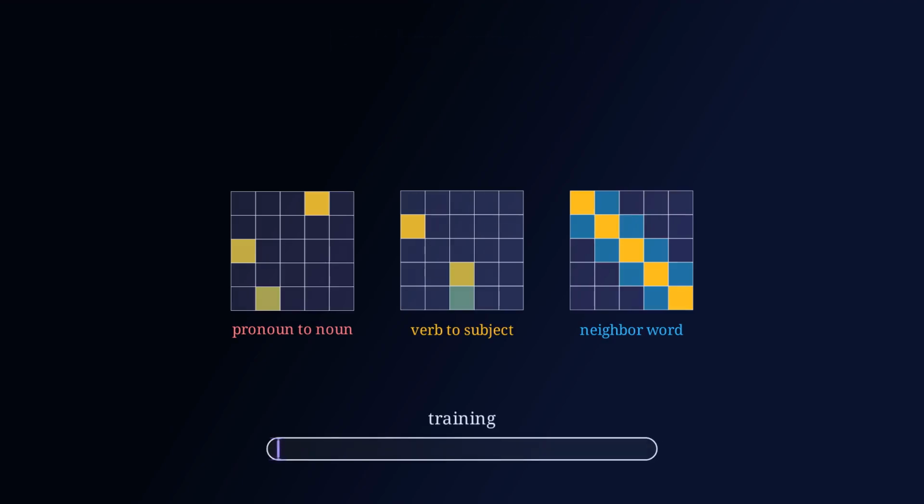Nobody hand-assigned these jobs. We never told head 2 to track subjects and verbs. The model discovered this division of labor on its own, simply because splitting the work this way helped it predict text better during training. Structure emerged from optimization.